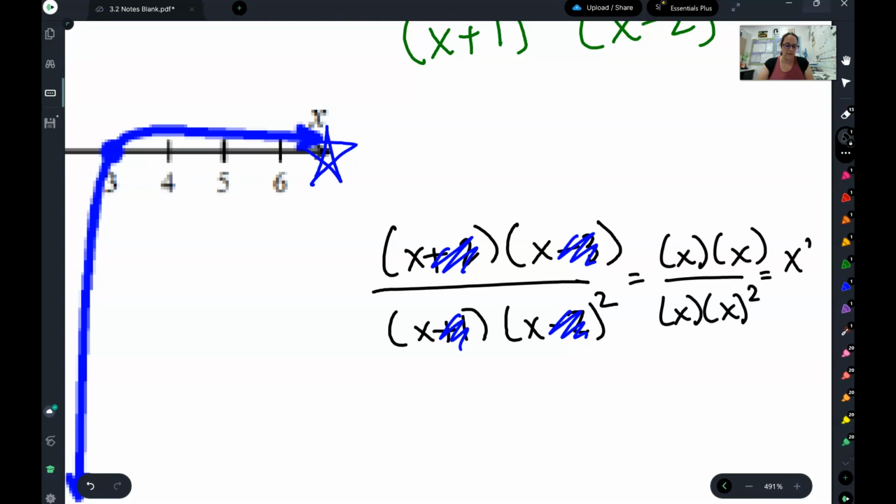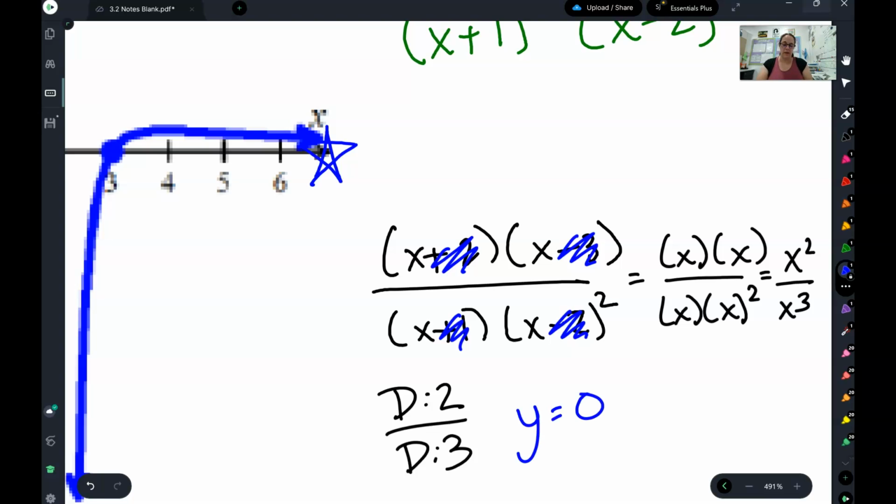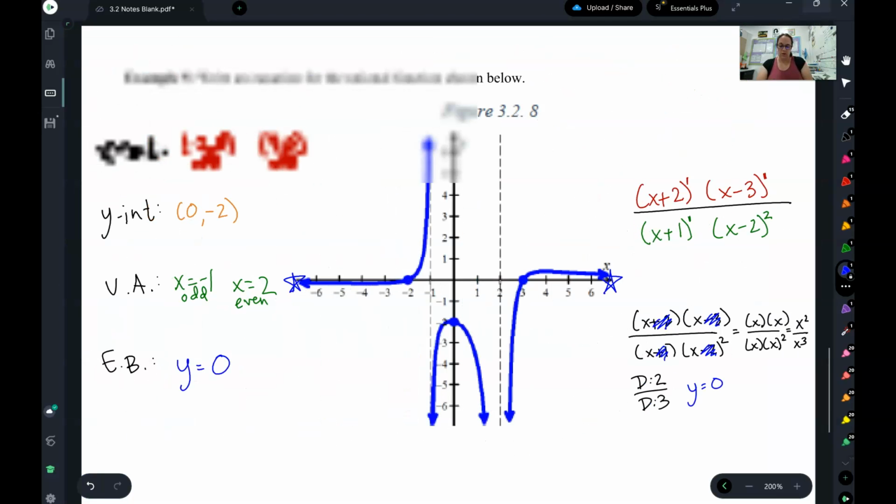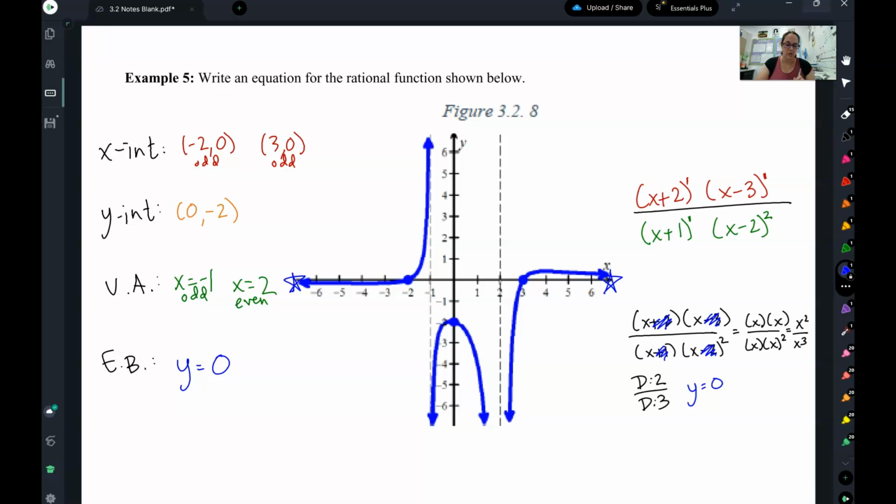So x times x is x squared. x times x squared is x cubed. So this is a degree 2 on top and a degree 3 on bottom, which is bottom heavy, so it would be an end behavior of 0. So check. End behavior matches.